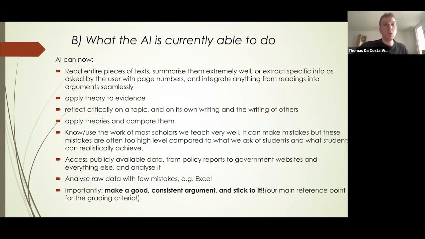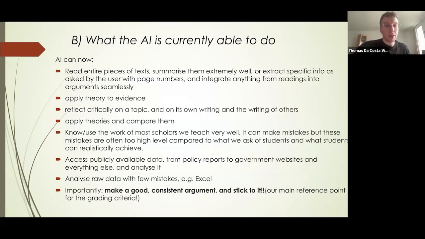It knows and uses the work of most scholars that we teach very well at this point. It can make mistakes, sure, but the mistakes are often relatively high level. And I mean relatively, but compared to what we ask students to master and what they can realistically achieve, it does really well and quite fine, to be frank.